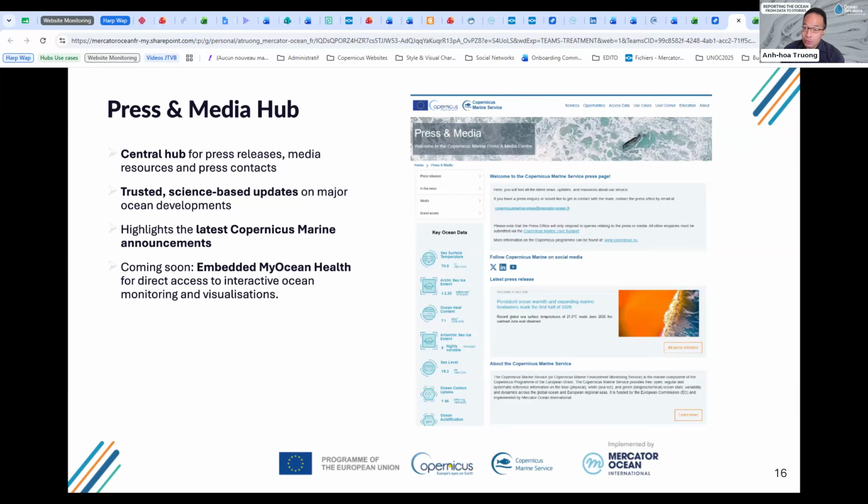And soon we are also going to embed the MyOcean Health application that Andrea showed you today for direct access to interactive ocean monitoring and visualization.